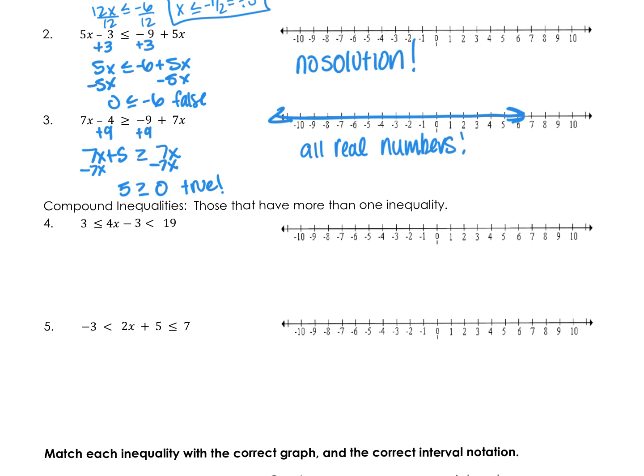How do we write all real numbers in interval notation? Yeah, negative infinity to positive infinity. So for these problems, you should have a solution, a graph, and an interval, unless there's no solution. Then obviously you don't have any. Any questions about 1, 2, and 3? We're going to do one more type of problem, and then we're going to practice.